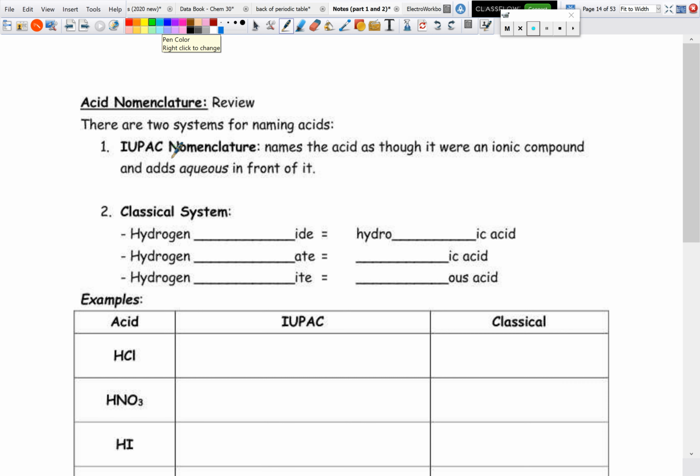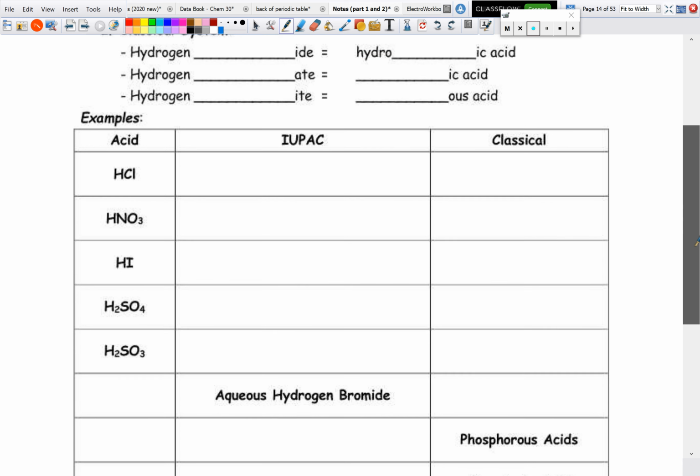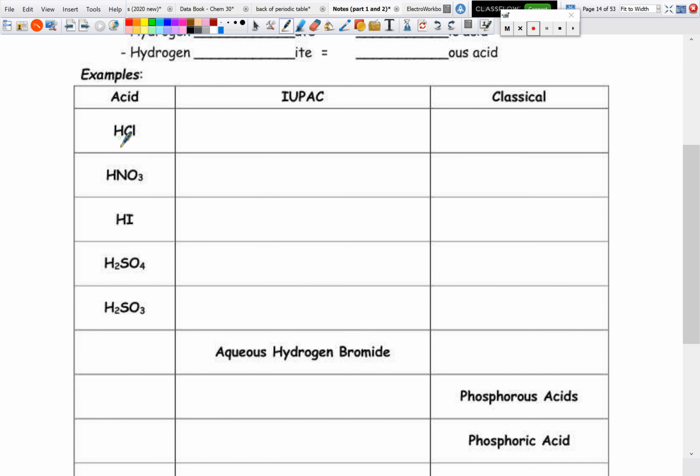So there's two ways to name our acids. First is the IUPAC nomenclature. So we name the acid as though it were an ionic compound and stick aqueous in front. All right, so for example, we have a bunch right here. If we get HCl, we imagine this is an ionic compound. So the first atom gets named without any name change whatsoever. So we have hydrogen. The second one gets the ending -ide if it's just a normal atom. If it's a polyatomic, it keeps its name, but we have chlorine, so this turns into chloride.